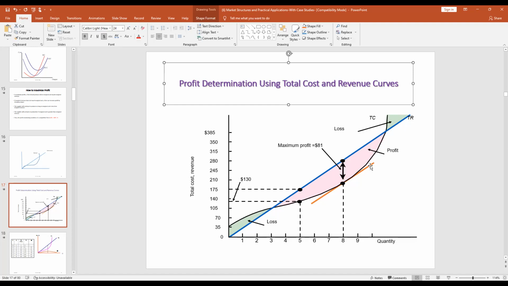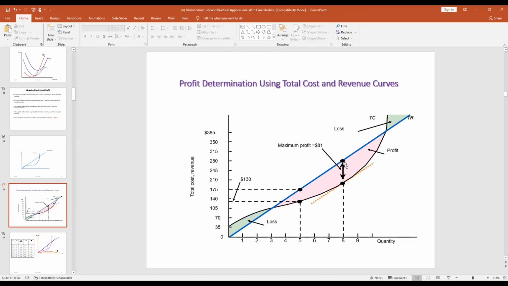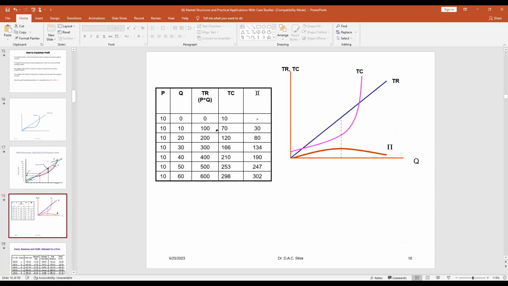So this is what we draw here to explain to you. Actually, this could be like this. You can see here, this is the highest profit generating point. At what level? At quantity 8, the firm can maximize their profit. This situation is explained by this table as well. Look at the table: total revenue, total cost, and this is the profit. The highest profit is coming between these two.